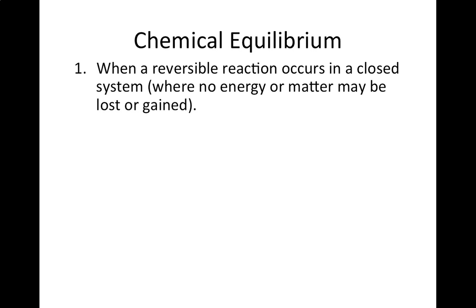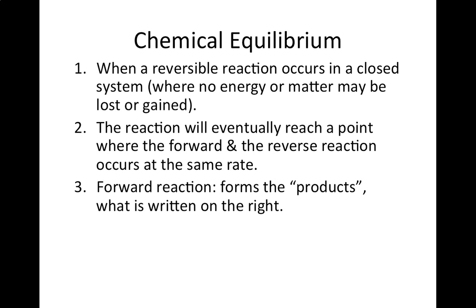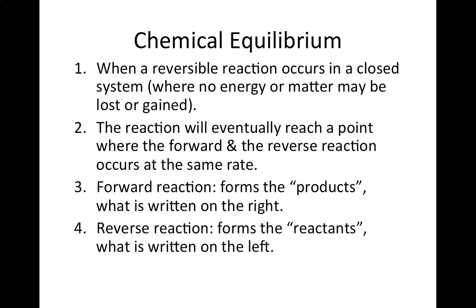So with chemical equilibrium, when a reversible reaction occurs in a closed system, there's no energy or matter that can be lost or gained. So we want a situation where we're not just releasing a gas into the atmosphere, or changing the environment that it's in. We want them to be able to go back and forth. The reaction will eventually reach a point where the forward and the reverse reaction occur at the same rate. We've been talking about rate in the last chapter. The forward reaction forms the products, written on the right, and the reverse reaction forms the reactants, or what's written on the left.